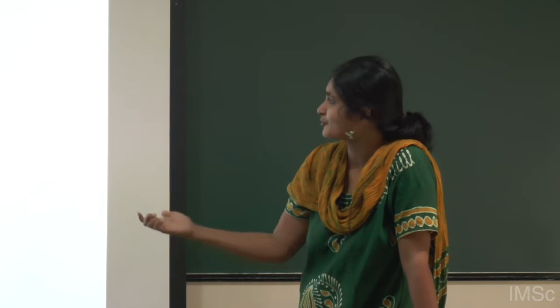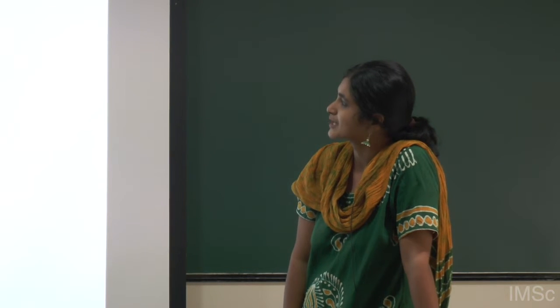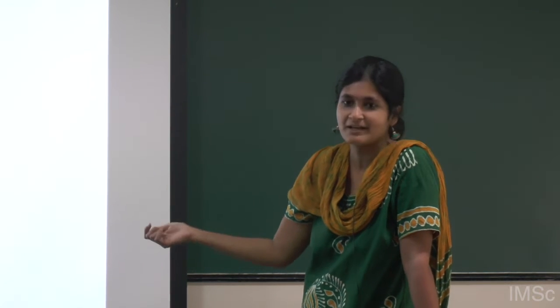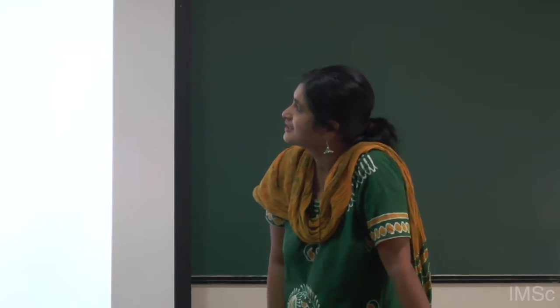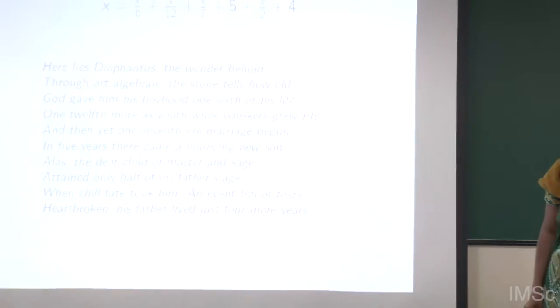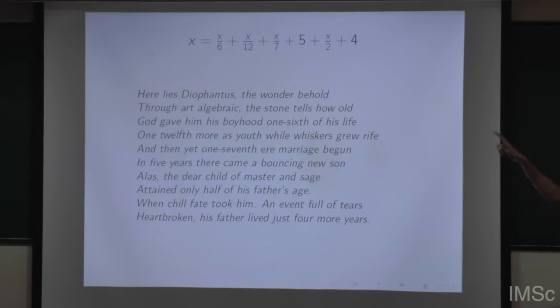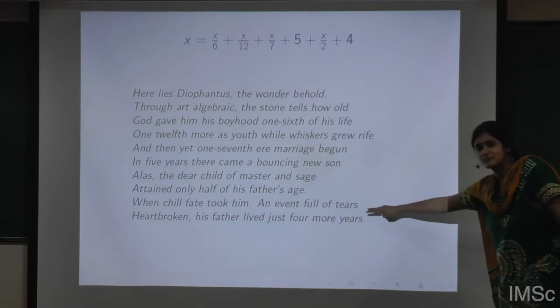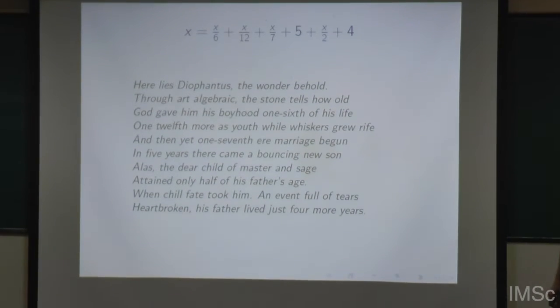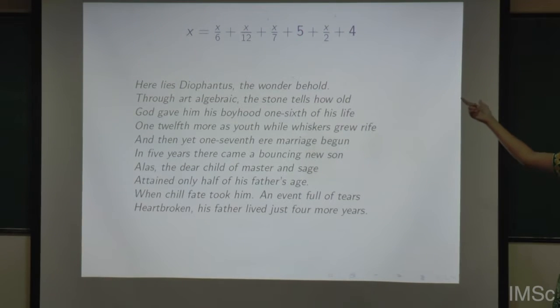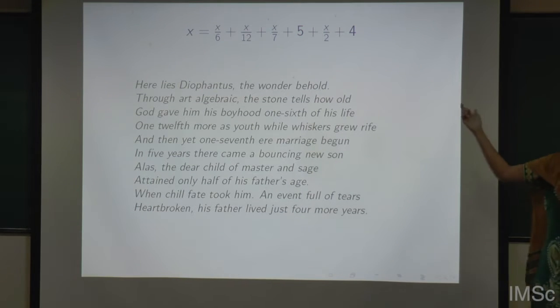Just bring in some poetry. So here is the famous, probably fake epitaph of Diophantus, which is trying to tell you how to calculate his age when he died. So this is the linear equation: x is x/6 plus x/12 plus x/7 plus 5 plus x/2 plus 4. For those of you who know this, these two lines have been modified for poetic license. Anyway, you're trying to solve a linear equation, and the answer is 84.